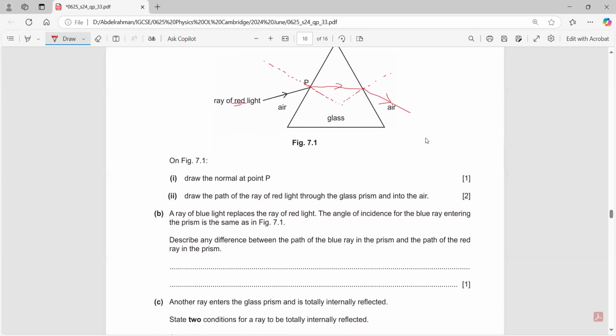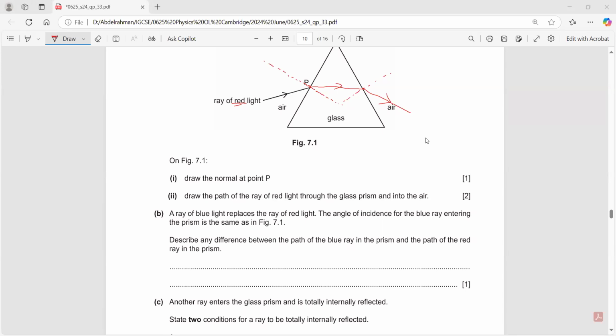A ray of blue light replaces the ray of red light. The angle of incidence for the blue ray entering the prism is the same as in 7.1. Describe any differences between the path of the blue and the red rays. What will the difference be between the blue light and the red light? You can say that the blue light will refract more.